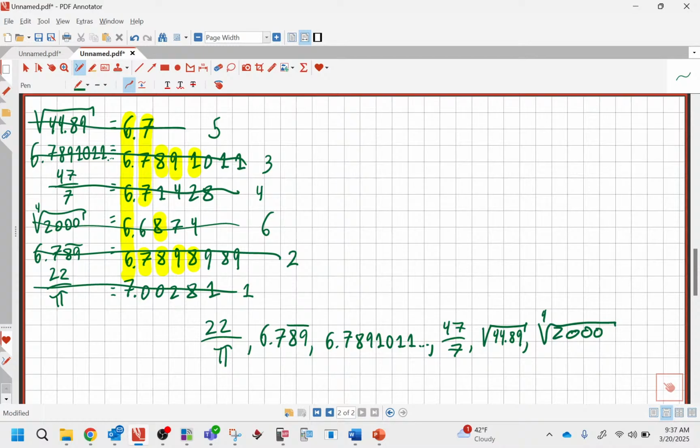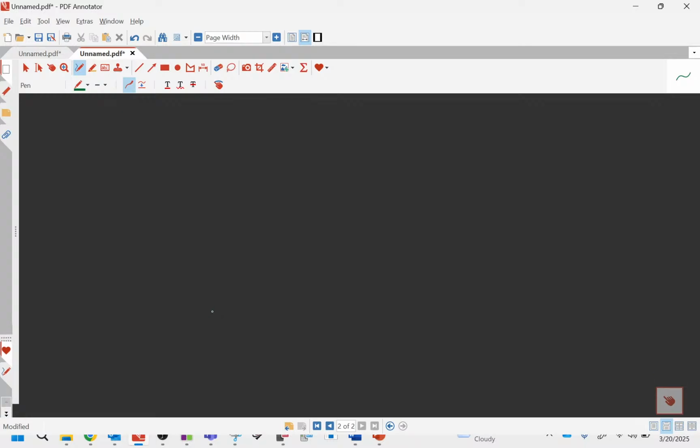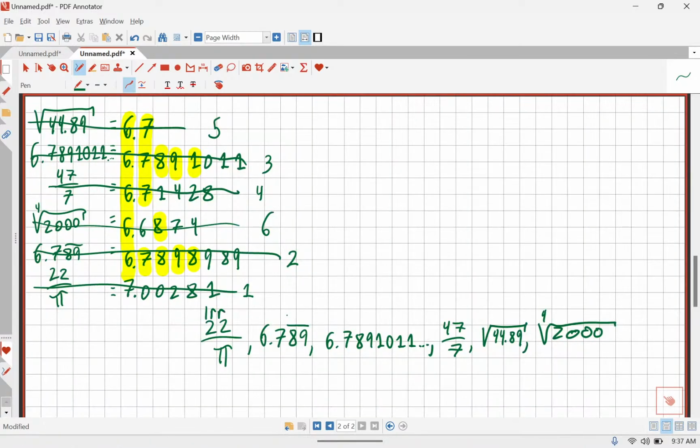Great. The other part is identifying if they're rational or irrational. Let's do it really quick. Is 22 over pi rational or irrational? It is irrational. I'll put IRR. How about 6.789 repeating? Is that rational or irrational? That's rational. It's a repeating decimal. How about 6.7, 8, 9, 10, 11, 12? Is that rational or irrational? That's irrational. It's a crazy number pattern.